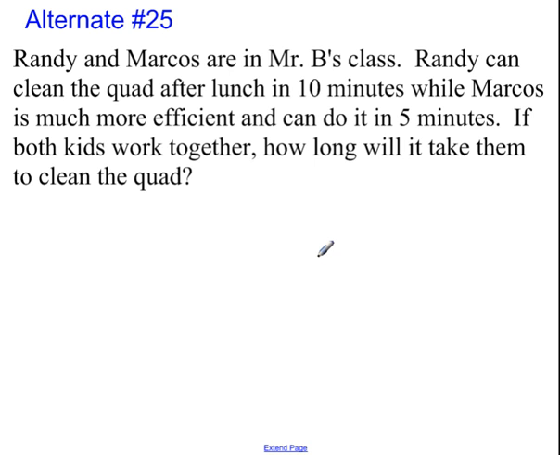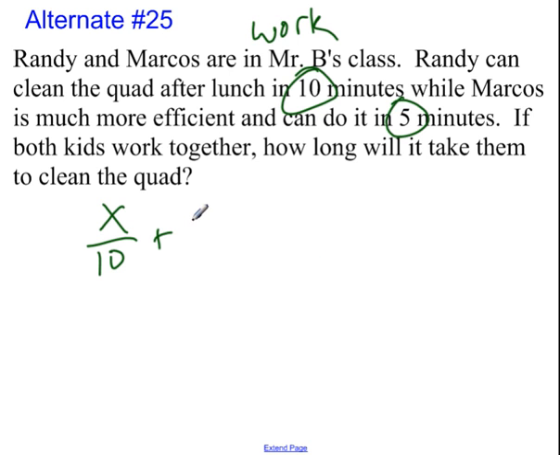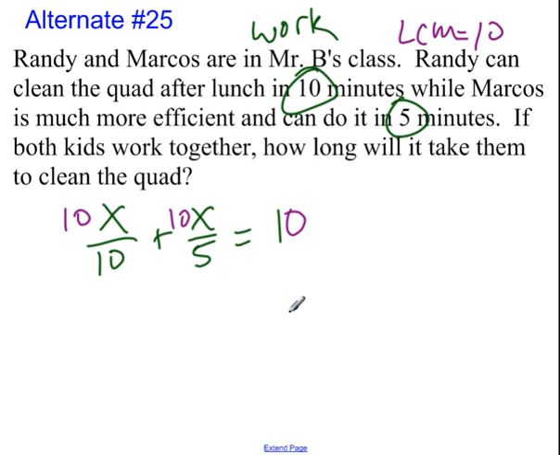Randy and Marcos are in Mr. B's class. They're cleaning the quad. You should remember this one is that work problem we just took on our last test. Randy's slow, so he's doing 10 minutes. Marcos a little quicker, so he's getting it done in 5. So we're going to go x over 10 plus x over 5 equals 1. Our LCM in this case is going to be that 10. So you put a 10 on everybody. That becomes 2x equals 10.